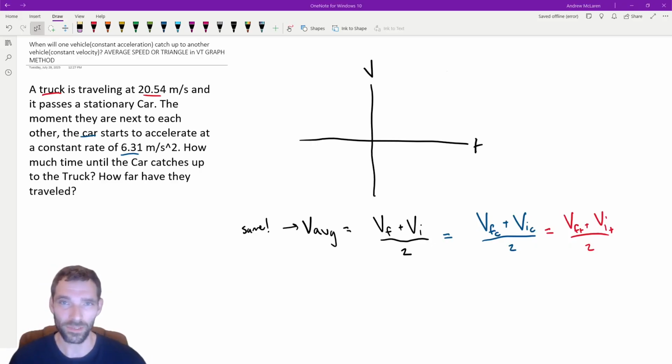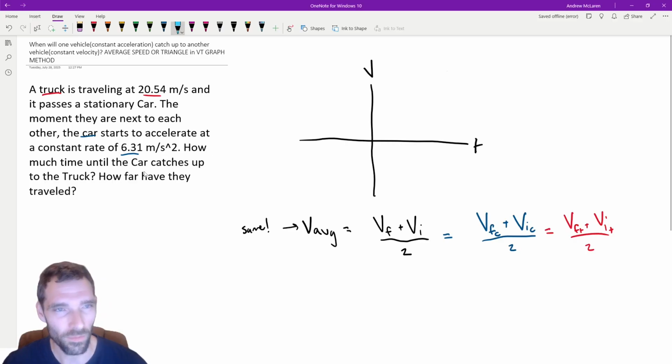Hi, my name is Andrew McLaren, and I'm here to help you with the classic problem where you've got one object that is moving at a constant speed, another one that starts still, speeds up, and then eventually catches up. We're going to be using what I call the triangle method, which is essentially using these velocity time graphs to see an interesting fact that just makes these problems very, very easy.